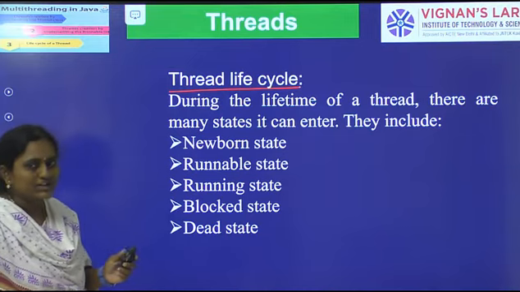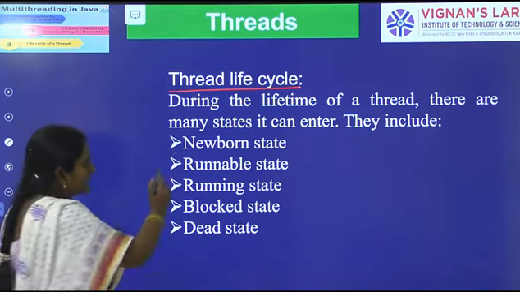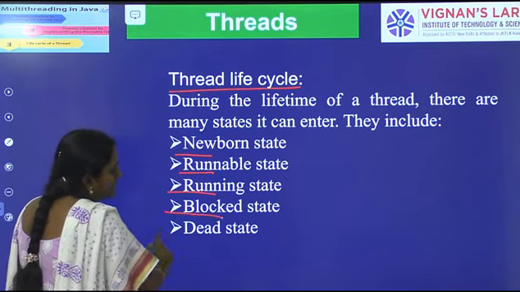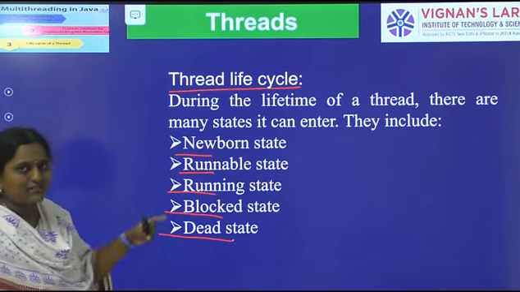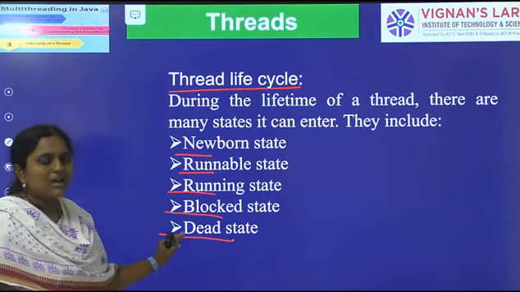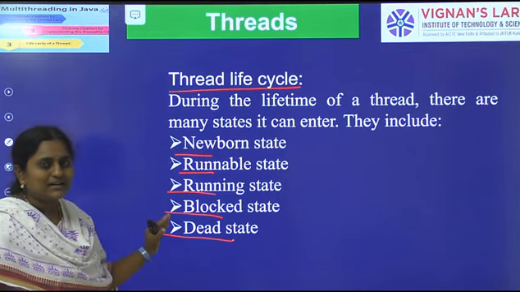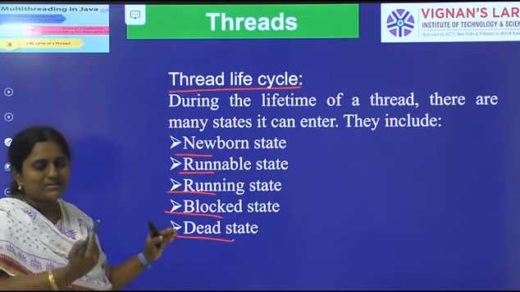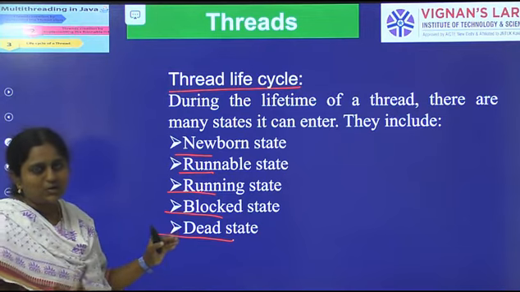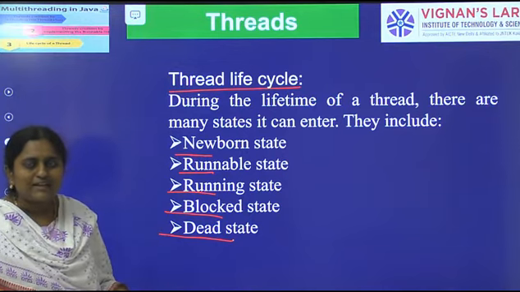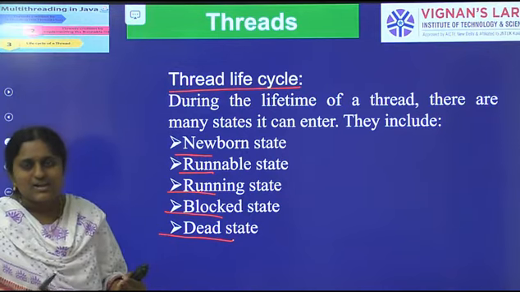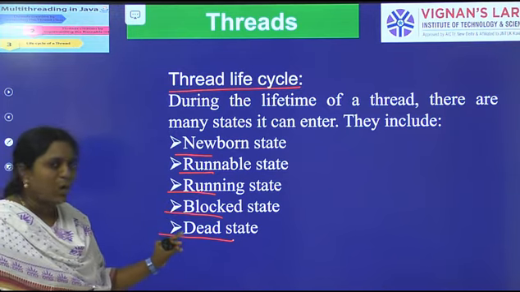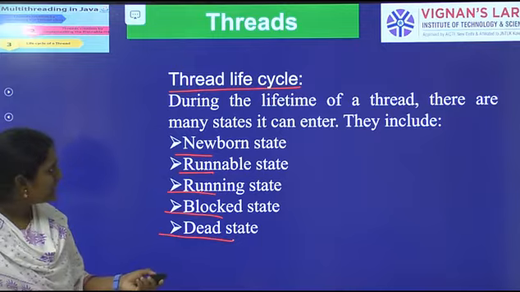The first one is newborn state. The second one is runnable state, then running state, then blocked state and dead state. These are all the 5 states of the thread life cycle. When a thread is created, it has one state, and as it is processed, it moves from one state to another. So these 5 states are: newborn state, runnable state, running state, blocked state, and dead state. Let us see the life cycle of a thread.